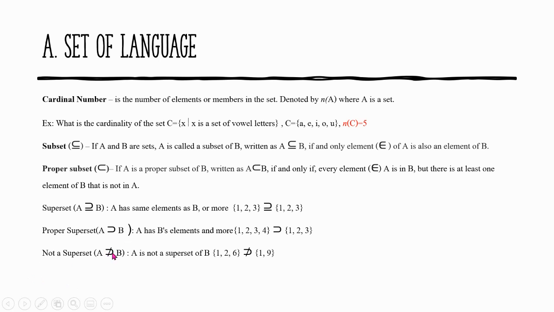Not a superset is simply the superset symbol with a not through it. This is where A is not a superset of B. Say for example, this is your A that contains the elements 1, 2, 6, which is not a superset of your B, that is 1 and 9.